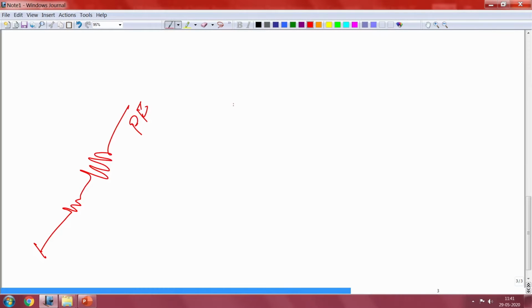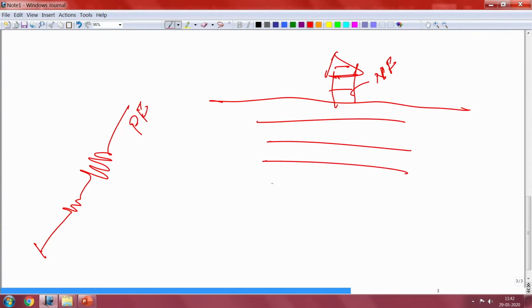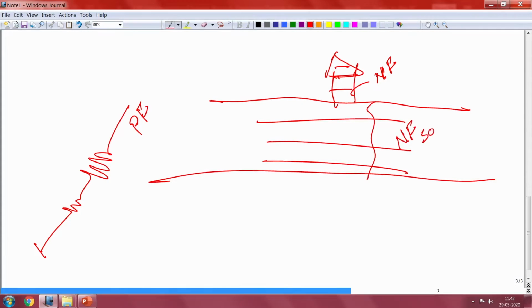So, when you have a structure standing on the ground, it will have its own natural frequency, and then you have the soil, which will also have its own natural frequency. This is the soil, and this is the structure. Then the earthquake comes from a distance, travels like this, and the effect goes like this.